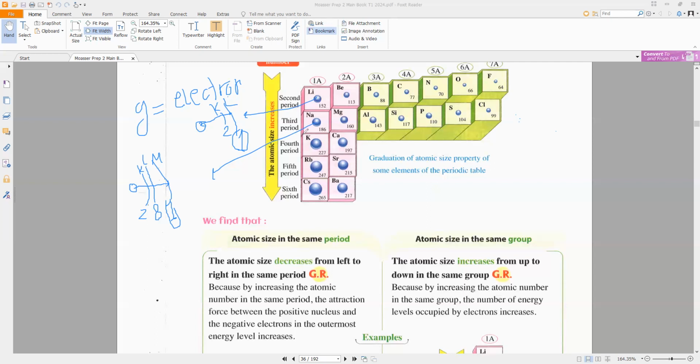What happened in the same group? Why does the atomic size increase in the same group? Because the number of energy levels increases as the atomic number increases. So the atomic number increases in the same group, so the number of energy levels increases. And this is why the size of the atom increases as we move down in the same group.